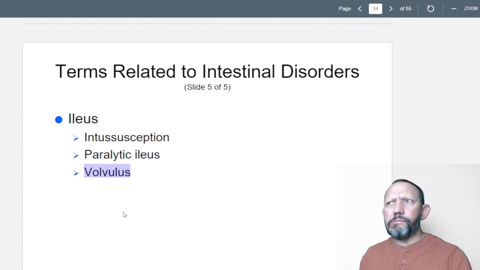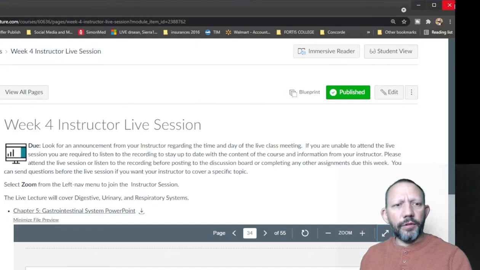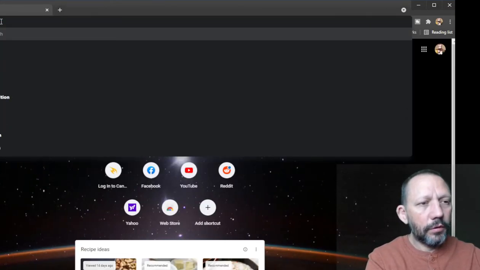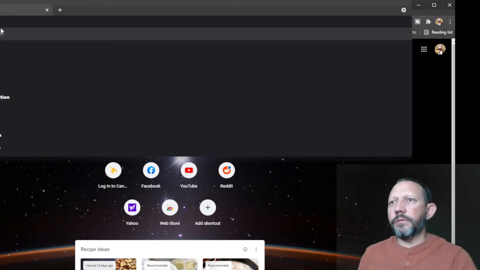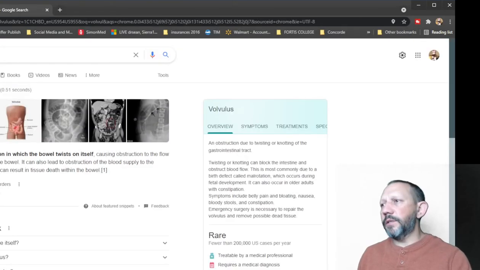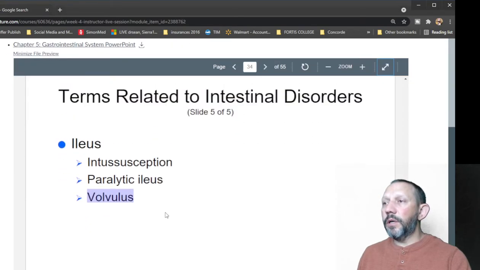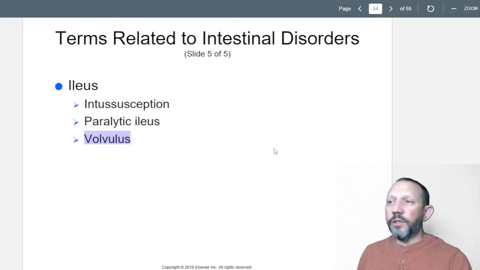Volvulus, oh, Jiminy Crickets, we'd have to look that one up. Volvulus. See, here's the cool part. You look up volvulus. Obstruction, twisting or knotting. Oh, okay. Very similar to the intussusception, but it's a knot or an obstruction.